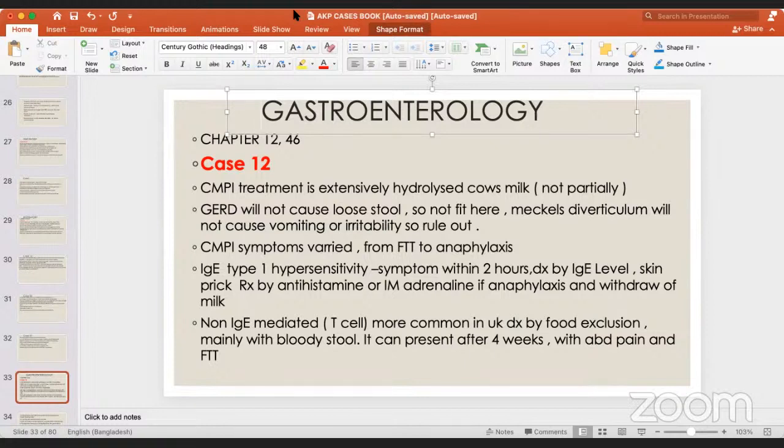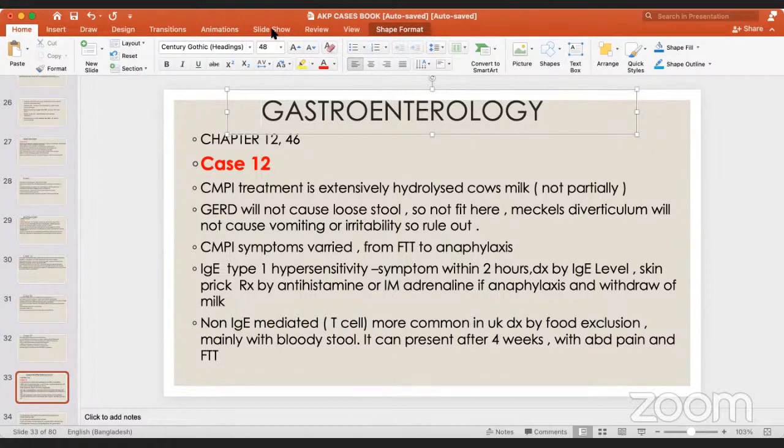See, in gastroesophageal reflux, we know there is vomiting, irritability, but have you read anywhere it can cause bloody diarrhea? No. So this is not gastroesophageal reflux. Why not Meckel diverticulum? Because in Meckel diverticulum, the child will have diarrhea with very profuse blood. The child can go into shock. The child will not be irritable, not vomiting.